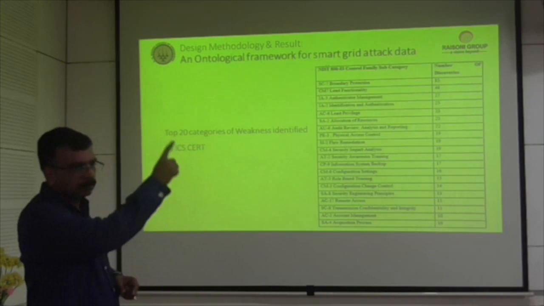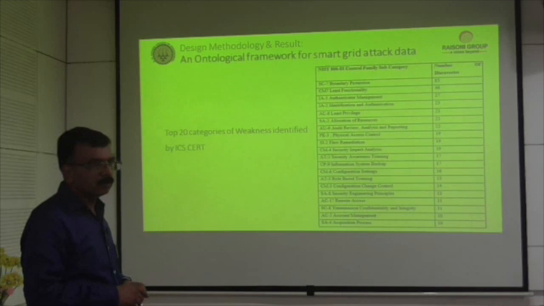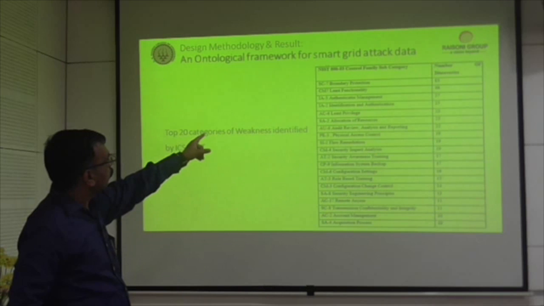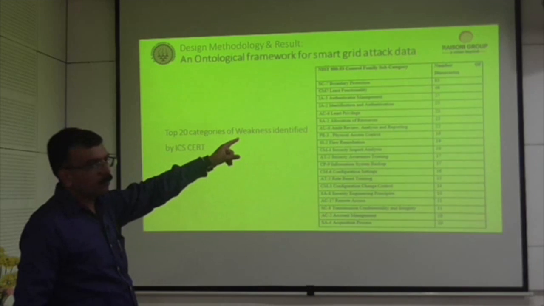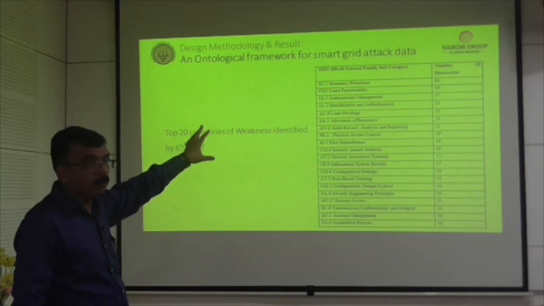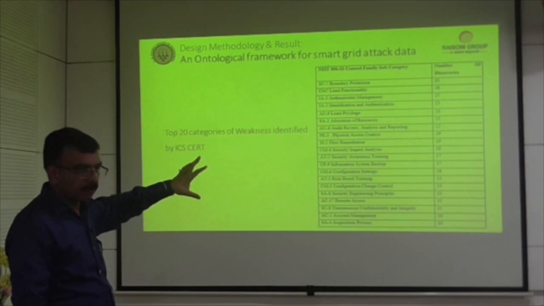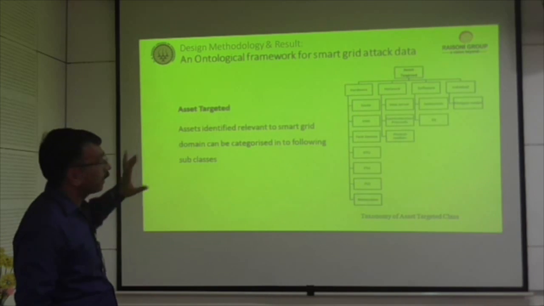In control, we have used the industrial control system categories already used by the ICS-CERT. They found that boundary protection was missing in most of the 85 discoveries they have found. So that data is deciding your choice? Yes, this is the factual data. Okay. The second question was asset targeted.